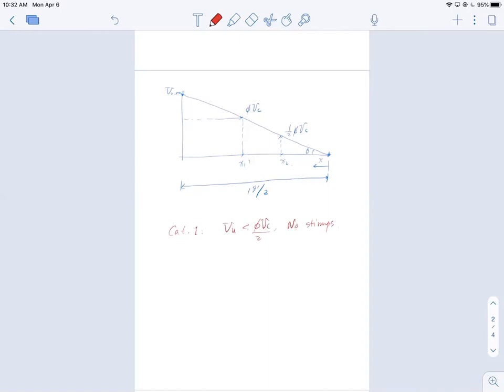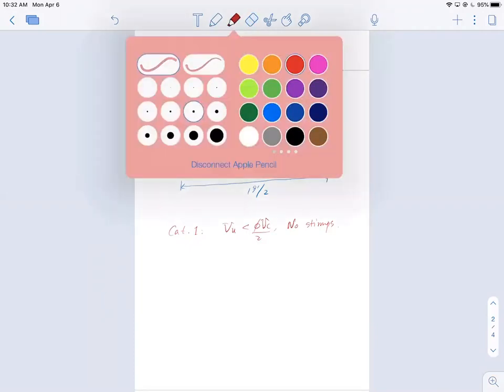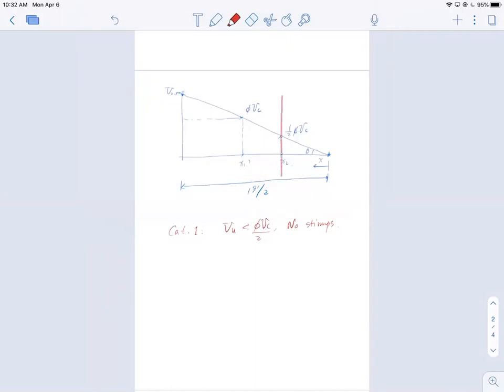You wonder where that's coming from. You can go back to our original notes: when VU is smaller than half VBC, no stirrups. I'm going to use red. Let me use a division line here. Okay, so here's a division line. So here, no stirrups. Okay, category 2.